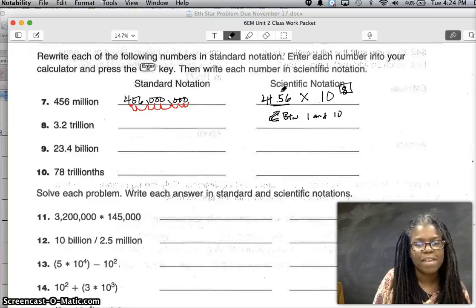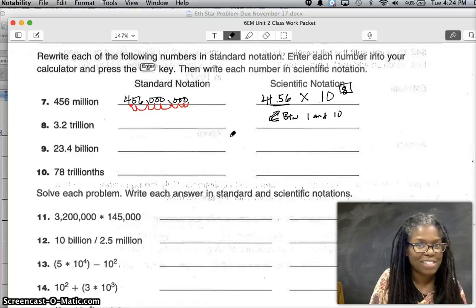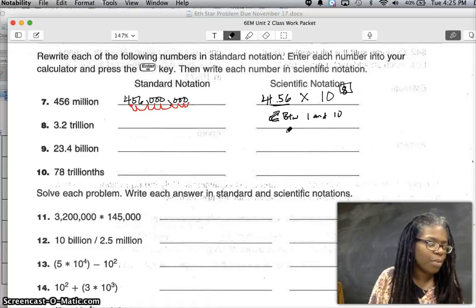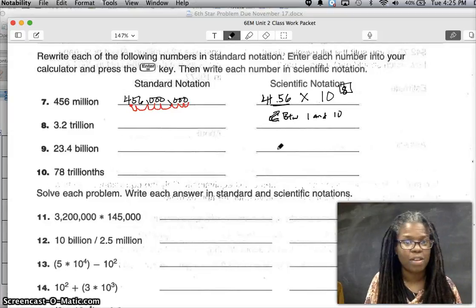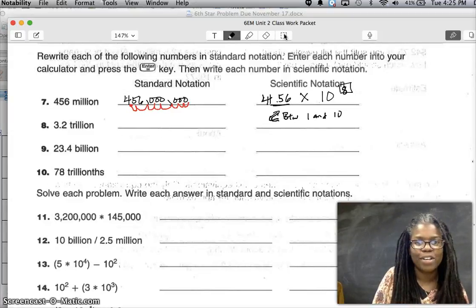Because in order to make this back into that 456 million, I'm going to have to multiply by 10 to the 8th power. I think what they expected my calculator to do is to show me that same E number like we saw last time, but it didn't work out. So in any case, we can handle this problem.